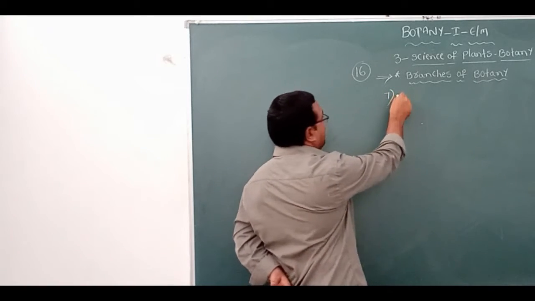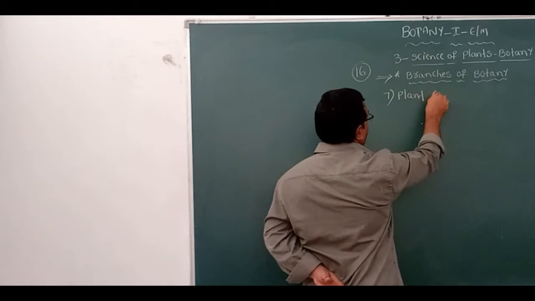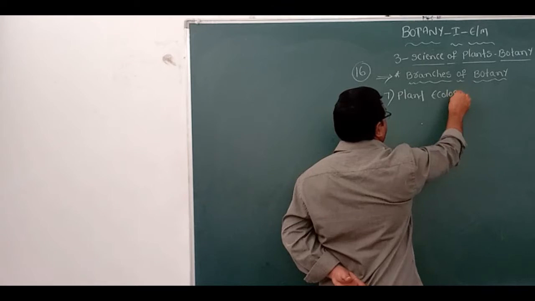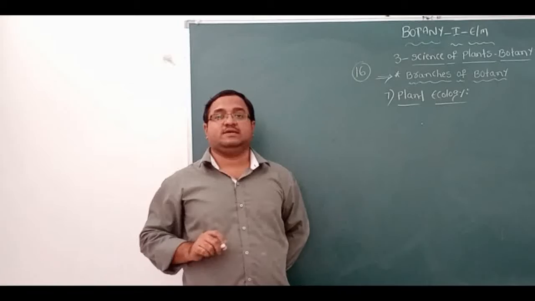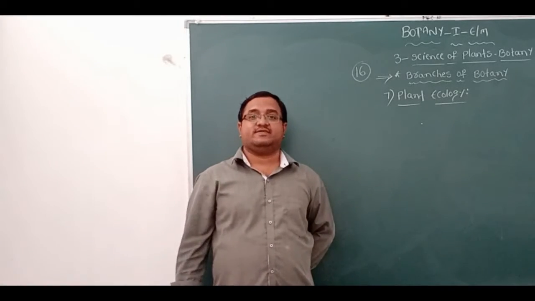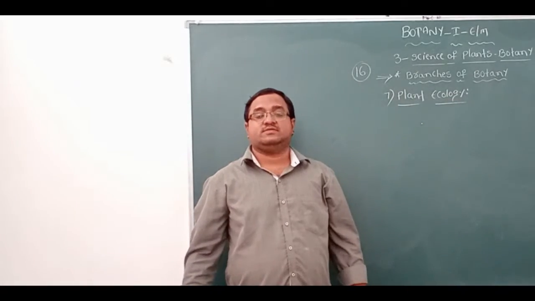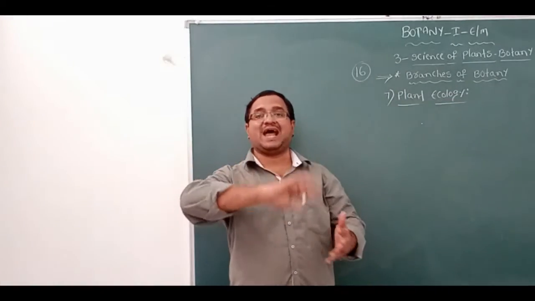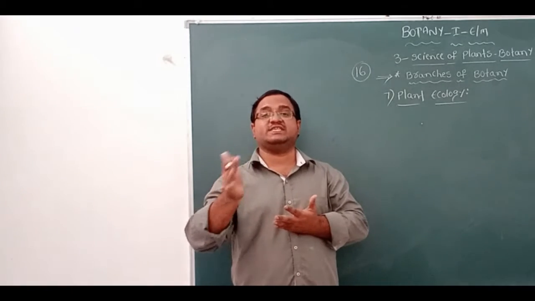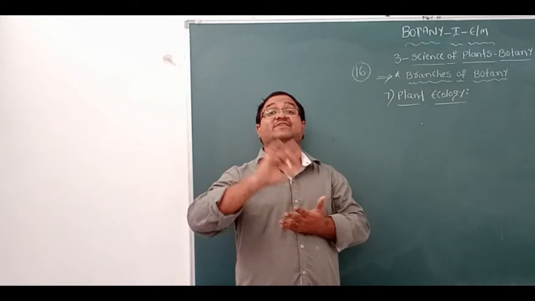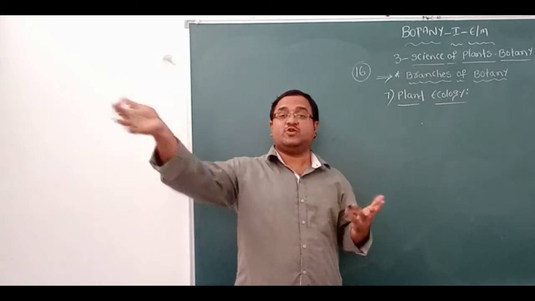The 7th branch is plant ecology. This is the 7th branch of botany. But what is plant ecology? Ecology means ecosystem, environment. It is studying the relationship between plant and environment. That is called ecology. Plants are living in the environment only.